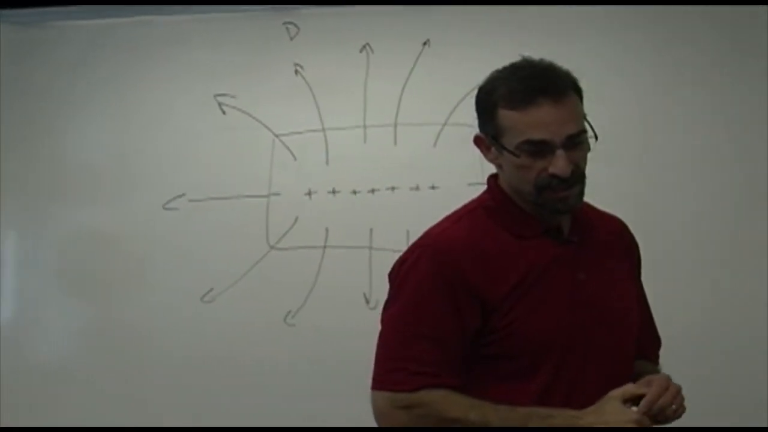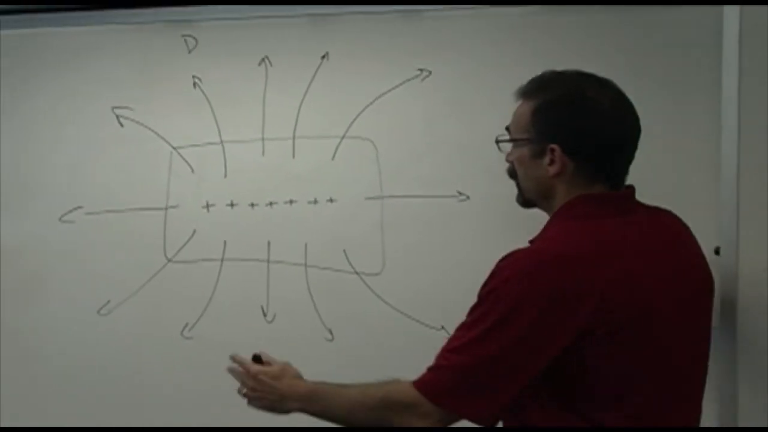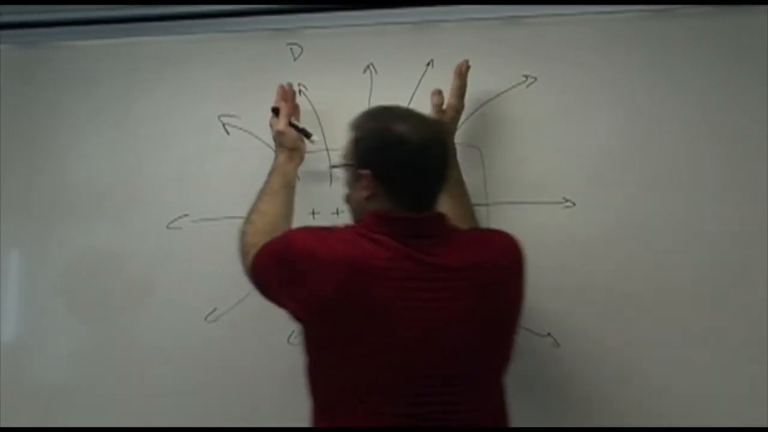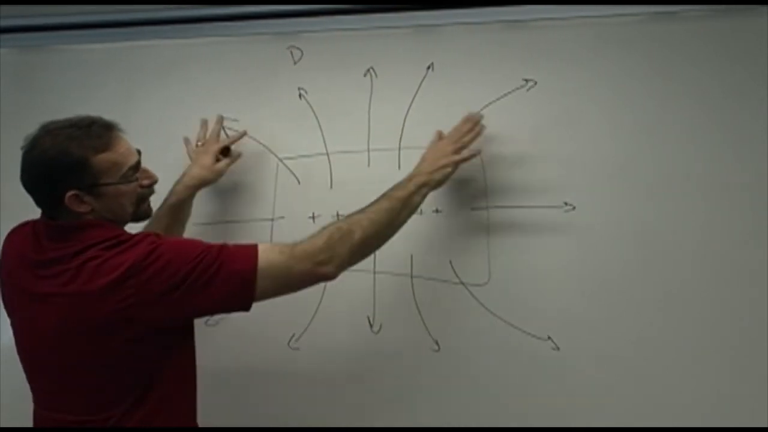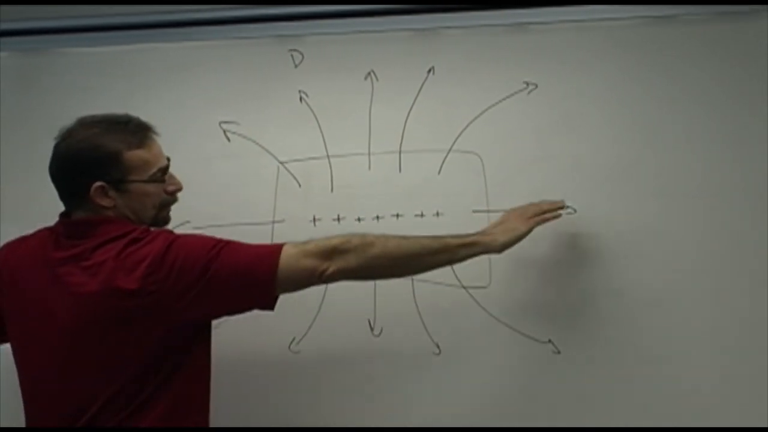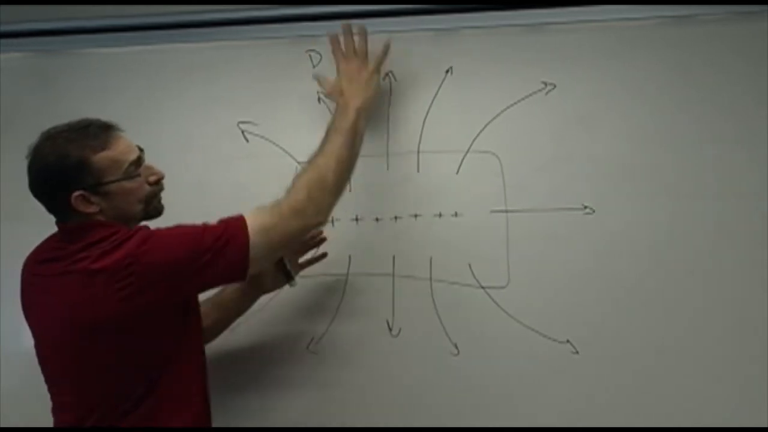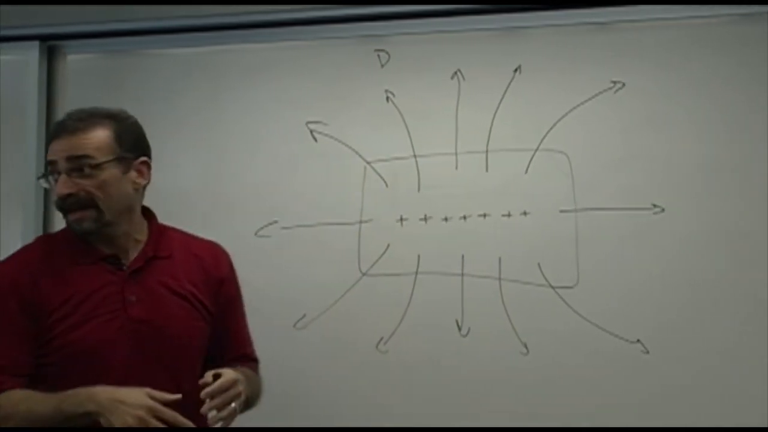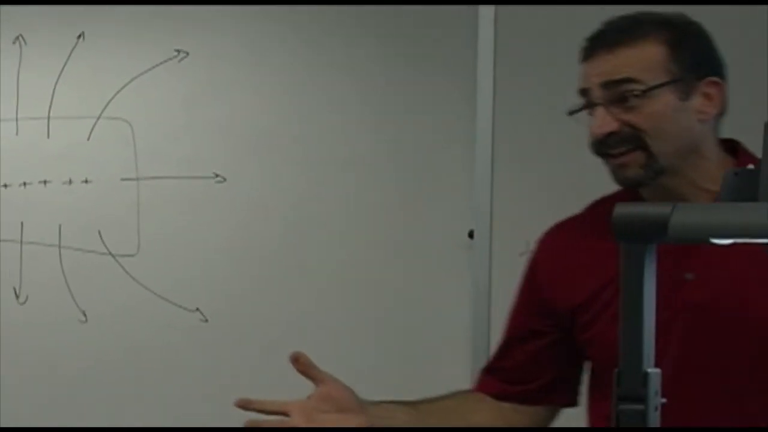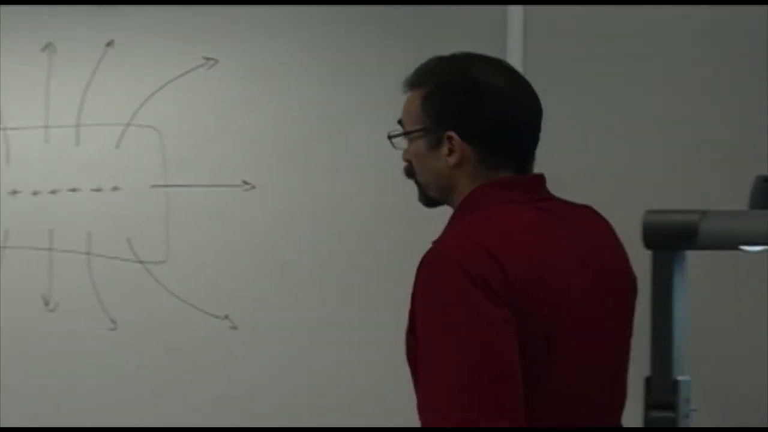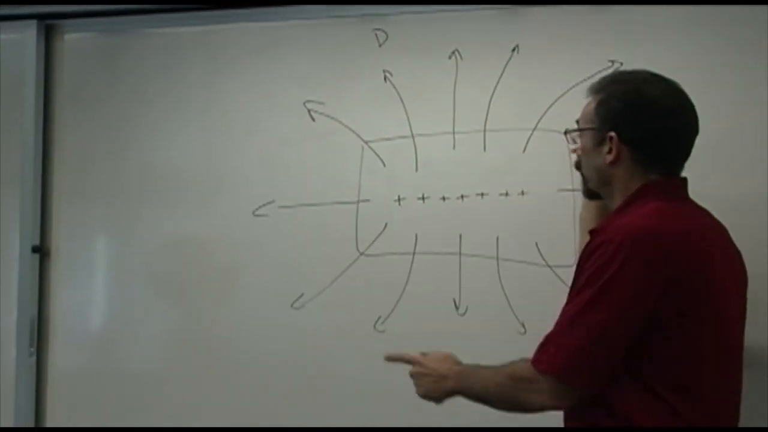Which kind of matches. The longer this rod is, the more these lines here will straighten out in the middle, and the edge effects will be less and less. As we make this rod longer and longer, we become more and more uniform with the field lines coming out perpendicular from the rod. When it becomes infinitely long, all the field lines are perpendicular to the rod. We don't get any edge effects.